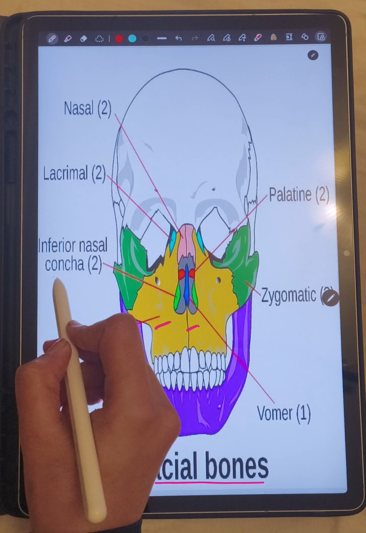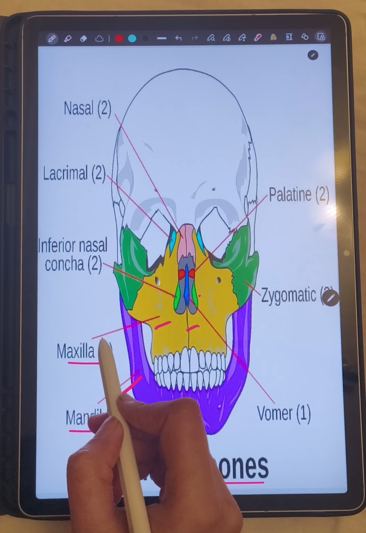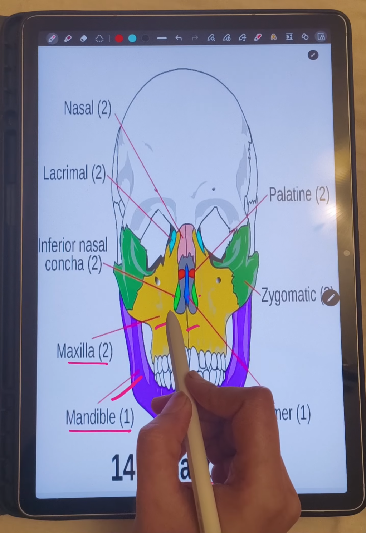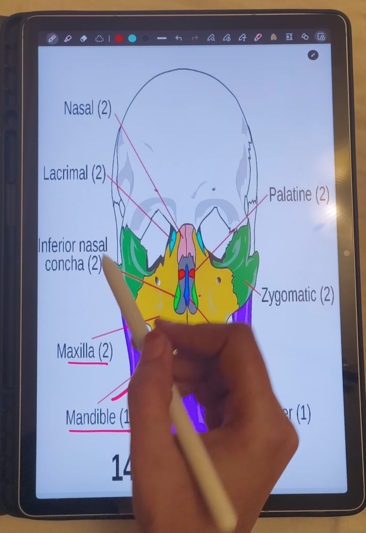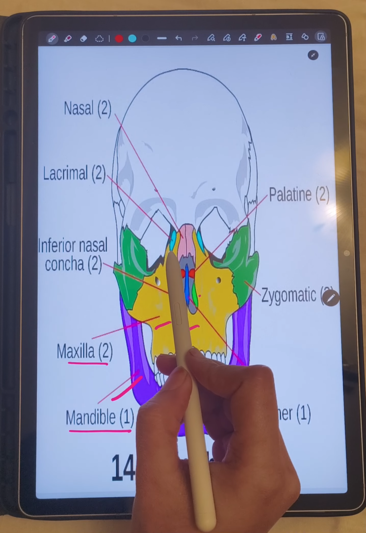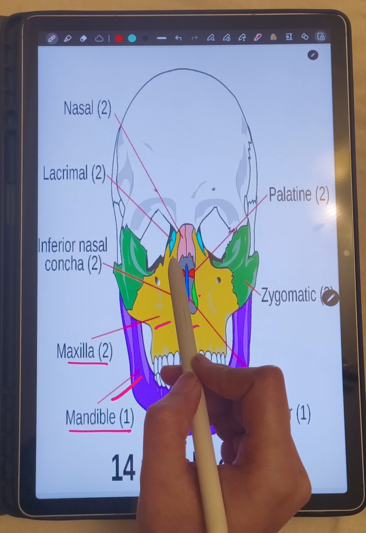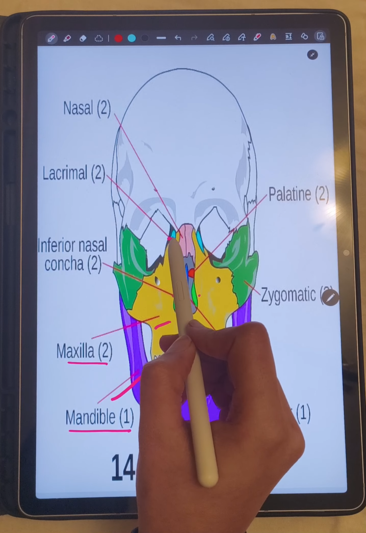Next are the 2 nasal conchae. This is the nasal conchae, a thin curved bone inside the nasal cavity. It helps filter and humidify the air we breathe. Next is the lacrimal bone, the smallest facial bone, located at the inner corner of the eye socket. It contains an opening for the tear ducts.